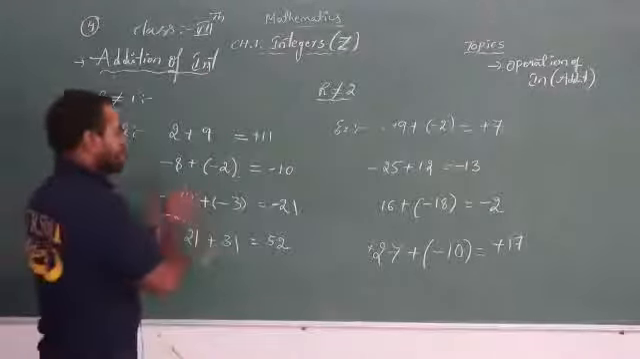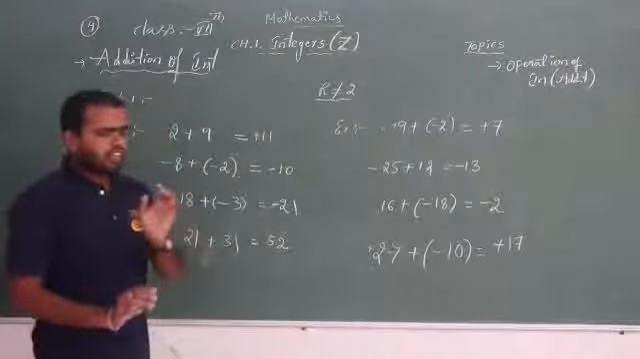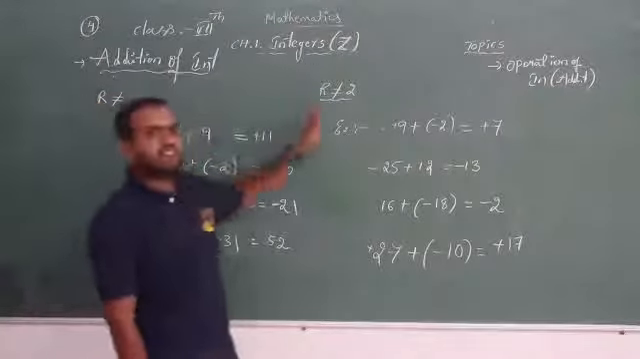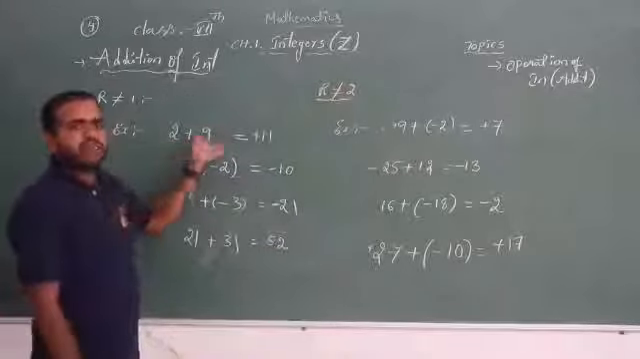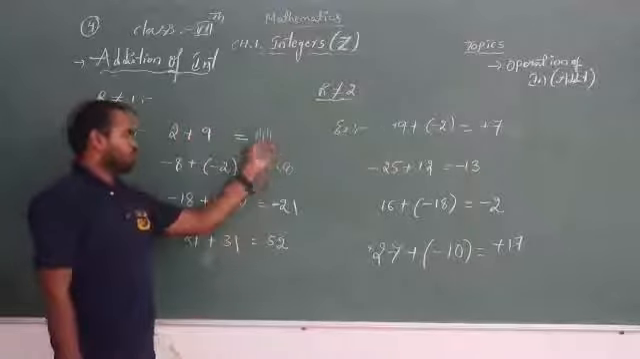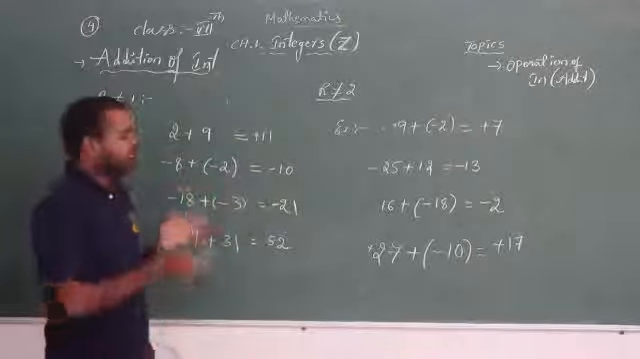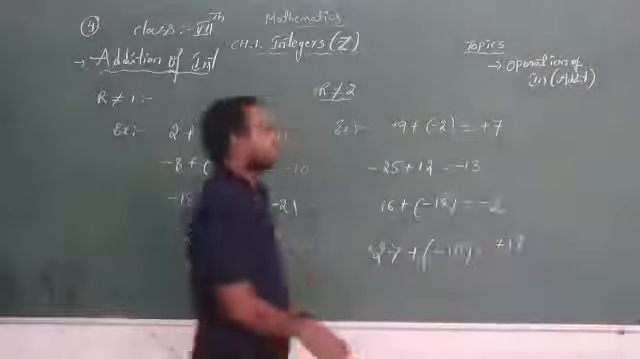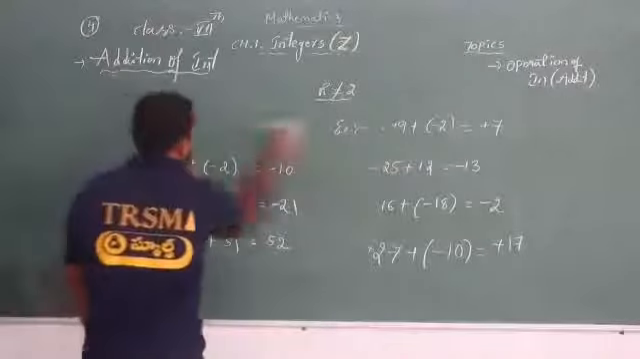So if the question says evaluate, you will do it like this. But if the question says, add the integers on the number line, these same numbers will be given, but you have to add them on the number line. So this addition we have to show on the number line. You should not write the answer directly. How to show or represent the addition of integers on the number line? We will discuss that now.